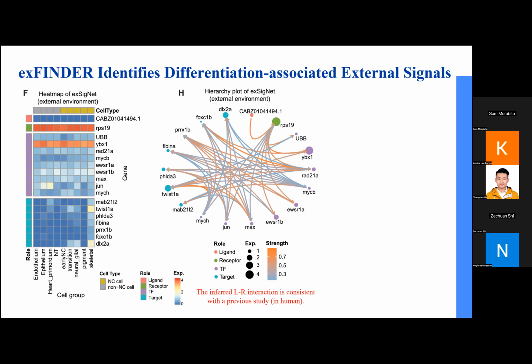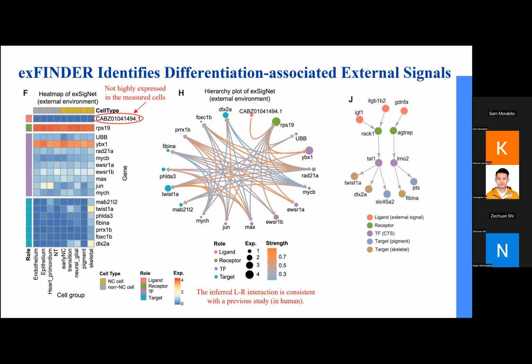But based on the Expounder analysis, we think the cells should receive these signals somewhere else, because the receptor is highly expressed and the TFs are also highly expressed and the target genes are also highly expressed. So yeah, that's the basic logic. And so you see that this ligand is not highly expressed in all measured cells.